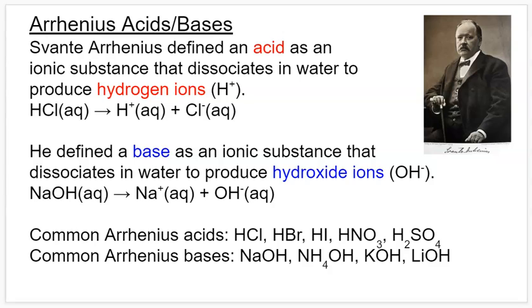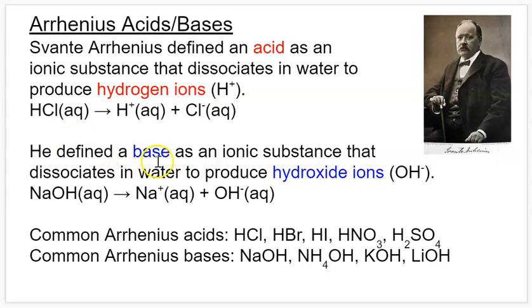From a little historical context, one of the first definitions of acids and bases was developed by this dude, Svante Arrhenius. He defined an acid as an ionic substance that dissociates in water to produce hydrogen ions, also called protons. So something like HCl, hydrochloric acid, is an acid because as an ionic compound, it splits up into hydrogen ions and chloride ions. And the hydrogen ions in the solution are what make the solution acidic.